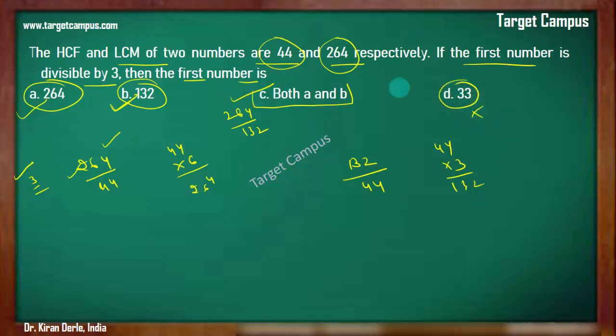33 cannot be the right choice, because the HCF of those two numbers A and B is 44. That means this is also divisible by 44. So if you take 33, which is not divisible by 44, this cannot be the answer. I hope you are getting this HCF and LCM thing, right? Okay, fine.